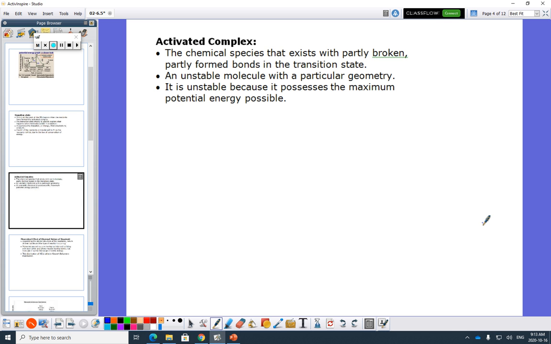So the activated complex is the chemical species that exists with partially broken, partially formed bonds. It is very unstable. It has the maximum potential energy possible. So again, it's found at the peak, at the top of the hill, whatever you like better.